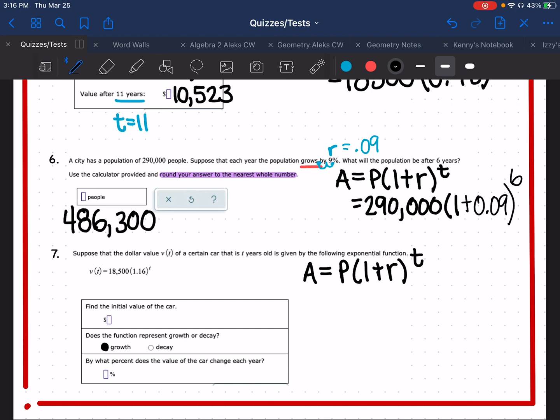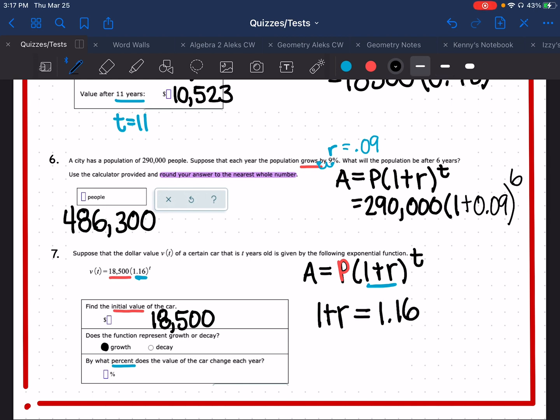My initial value would be P. My initial value would be the P right here, which is this number right here. 18,500. Like I said, it is a growth. And so to find the percent that it changes, I'm going to take this part right here, and this is going to help me find my percent. So what I'm going to do is put these two blue parts equal to each other. So 1 plus R is equal to 1.16.